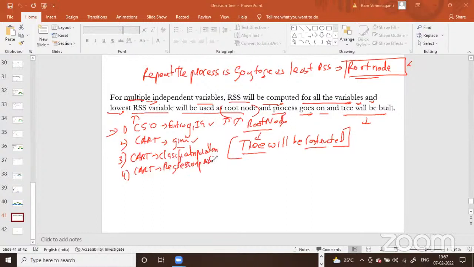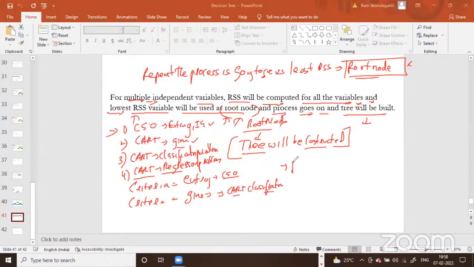So all these concepts are important for us. How are you going to apply them in Python? You can simply say criterion is equal to entropy if you want to work out your C 5.0 algorithm. If you want to work out your CART algorithm for classification, you can use criterion is equal to Gini, and you can work out your CART model for classification. So all these things we are going to see in Python.